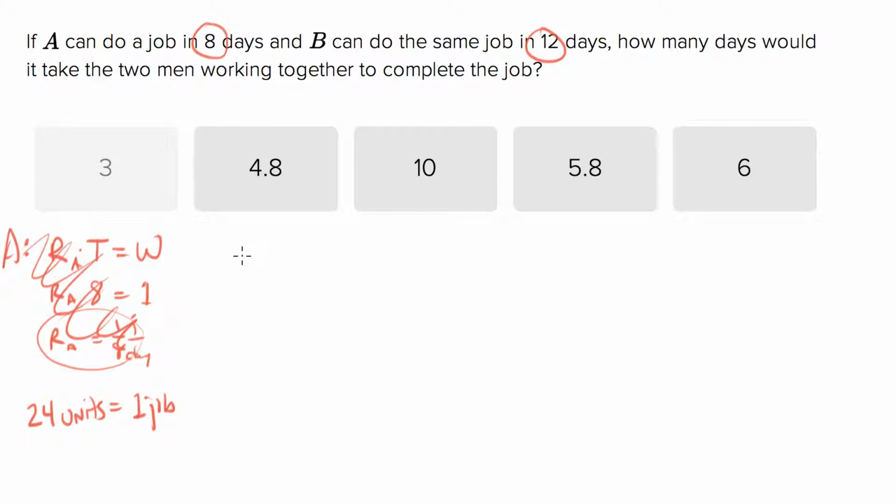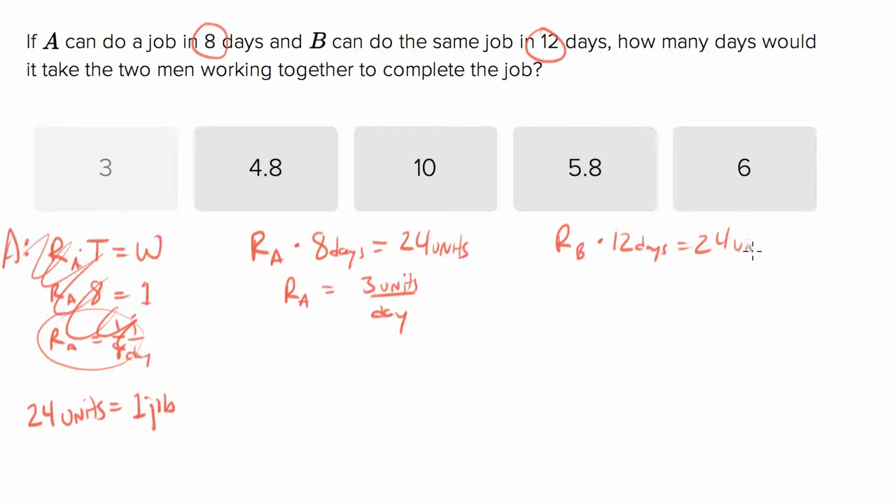Now let's plug in again. The rate of A times 8 days equals 24 units. So if we solve for A, it's doing 3 units per day. That's a normal quantity that you can think of, keep in your head, and interact with. A does 3 units per day. Let's do B. B takes 12 days to do the same 24 unit job, so the rate of B is 2 units per day.